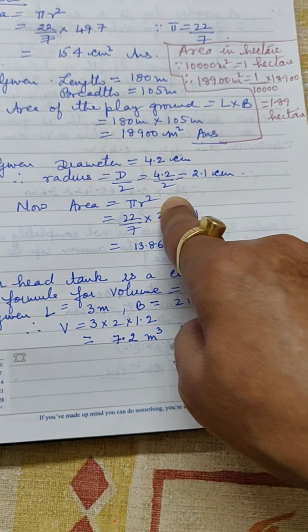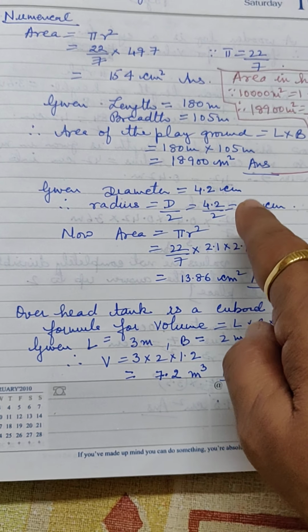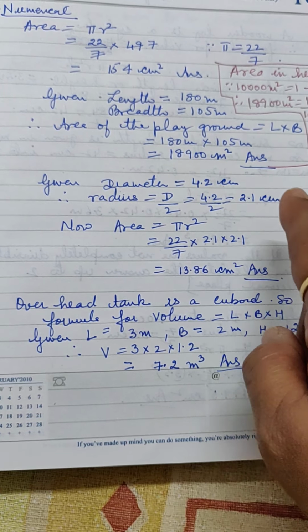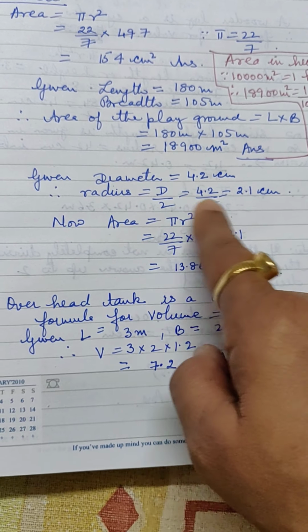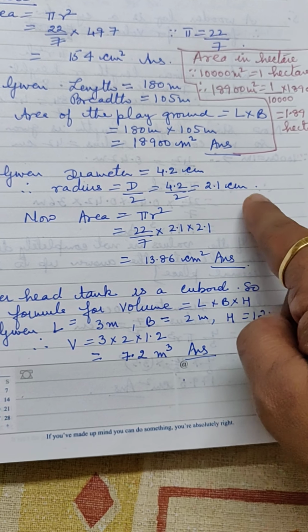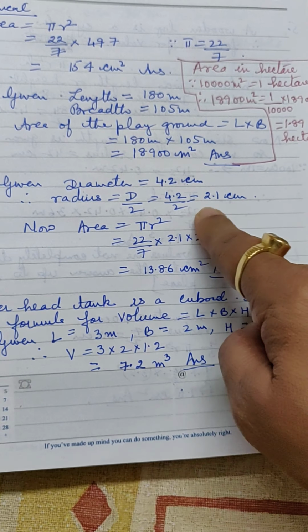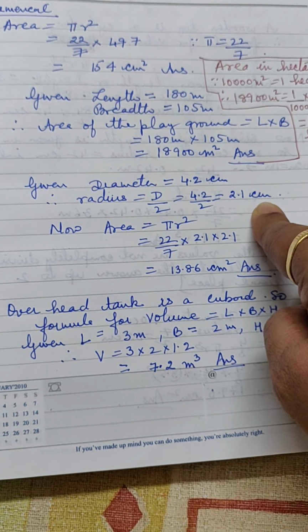That means we have to find out the radius from the diameter. And this you must be knowing: diameter is 2 times the radius, or radius is diameter by 2. So I have calculated here 4.2 divided by 2 equals 2.1 centimeter. This is the radius of the object given.